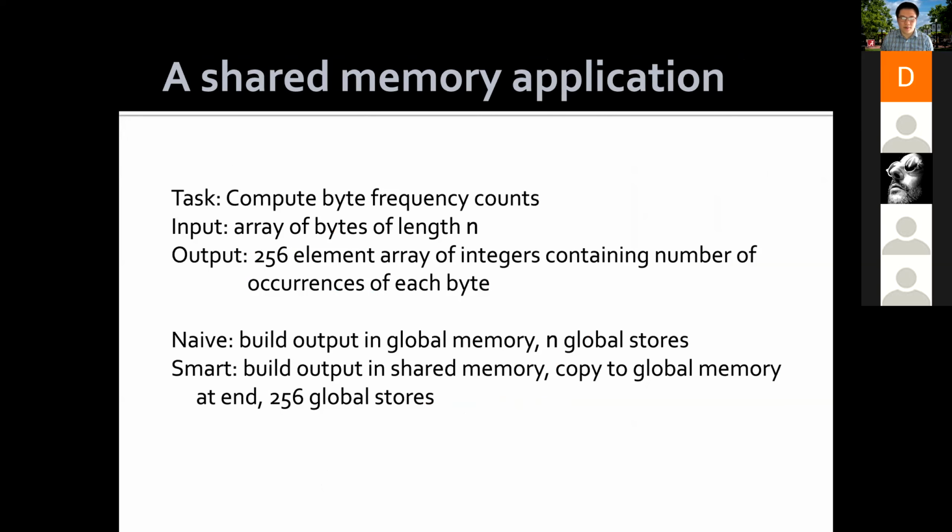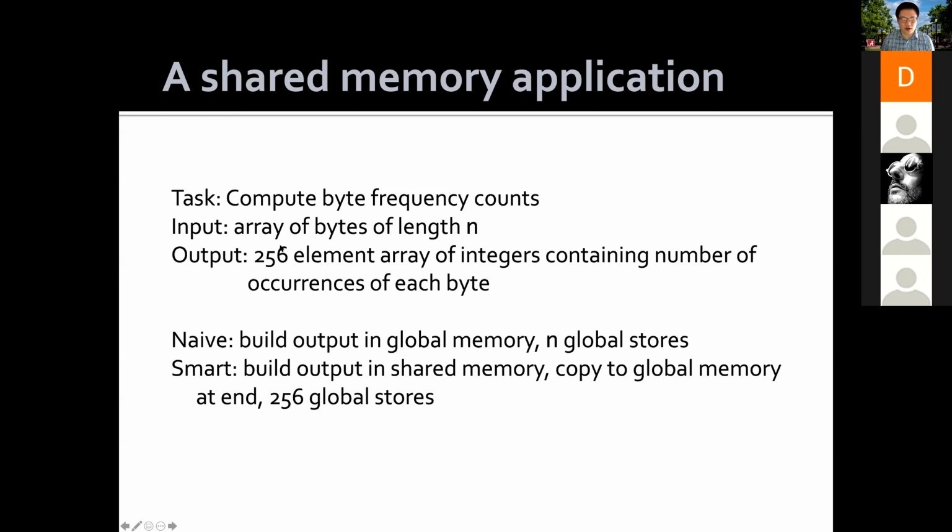So a shared memory application. This is a very classic shared memory application. We usually call it histogramming, right? You count the byte frequency for each symbol. For example, you have the different symbols A, B, C, D, E, F, G, right? You have the 26 letters, and you want to count the frequency of each symbol. So how should you do that?